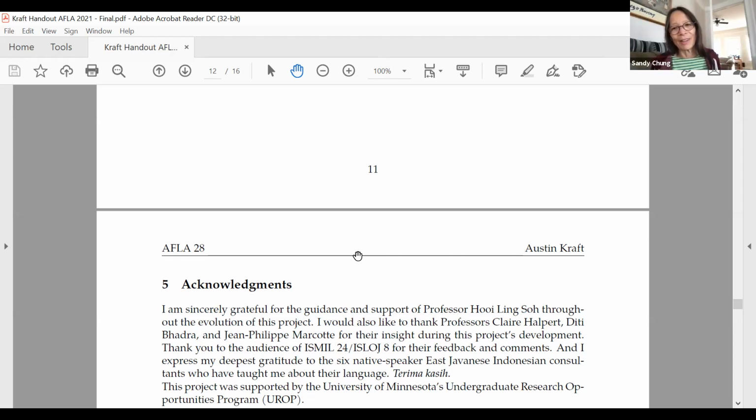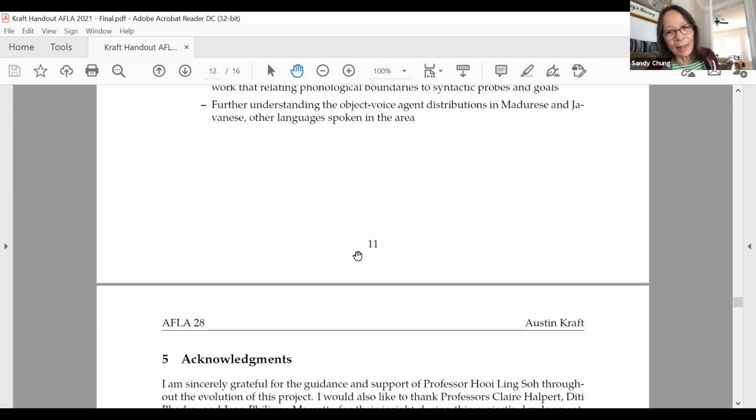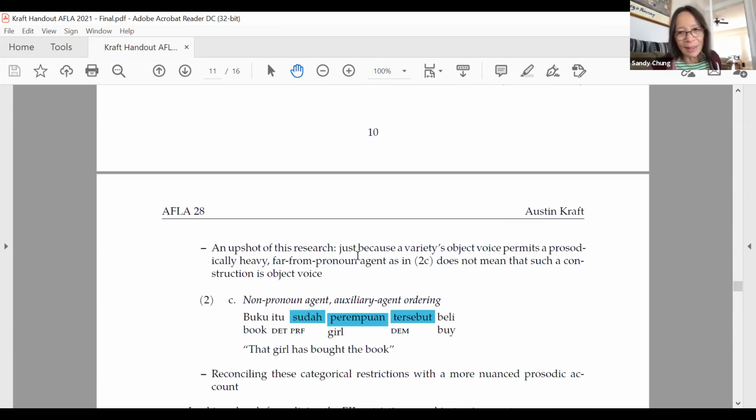Austin, that was a great talk, really clear, very beautiful data. I have a question about 2C. That's the necessary but not sufficient sentence. My question is, so it's focus movement of the auxiliary, is that your proposal? Aren't there sentences with more than one auxiliary-like element in them? Yes, that can be.